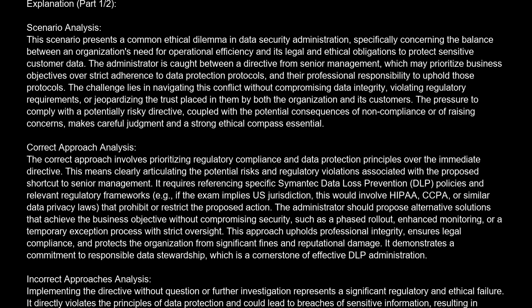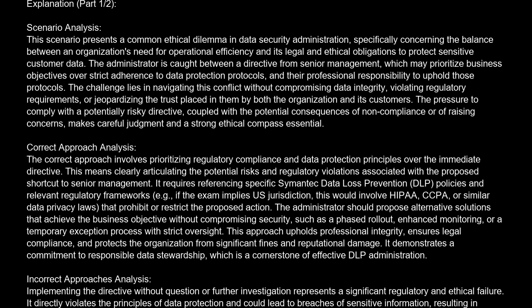Correct approach analysis. The correct approach involves prioritizing regulatory compliance and data protection principles over the immediate directive. This means clearly articulating the potential risks and regulatory violations associated with the proposed shortcut to senior management. It requires referencing specific Symantec data loss prevention, DLP, policies and relevant regulatory frameworks, e.g. if the exam implies U.S. jurisdiction, this would involve HIPAA, CCPA, or similar data privacy laws that prohibit or restrict the proposed action.